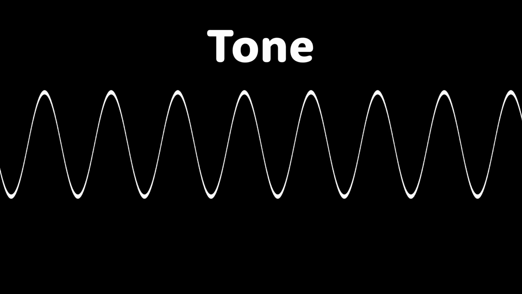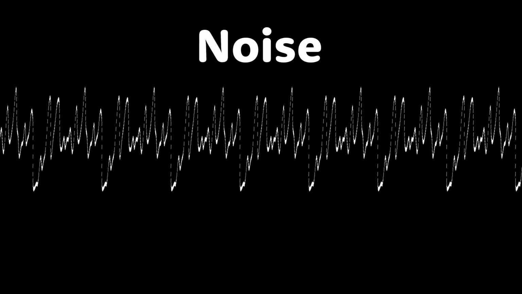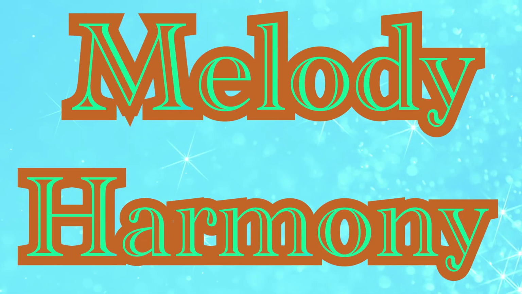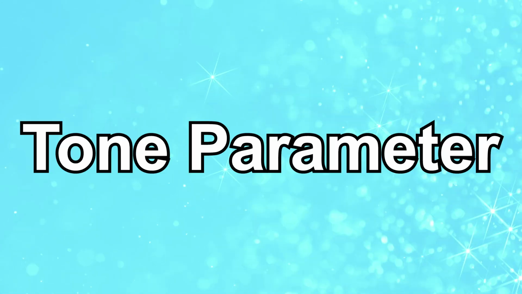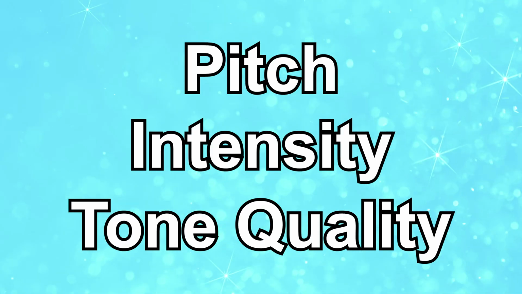A sound wave with a regular and harmonic pattern is called a tone, while a noise has a completely random wave pattern. In fact, a significant part of our music consists of combinations of tones, such as melody and harmony. So, to produce musical sounds, we need to understand the various parameters of musical tone. These parameters include pitch, intensity, and tone quality.